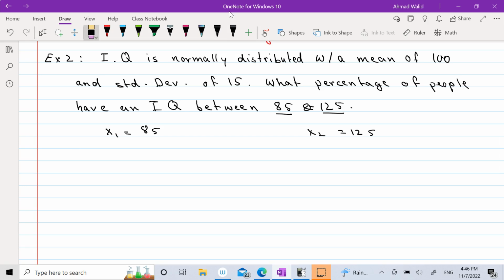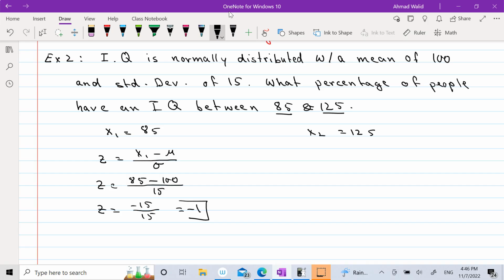For the first one, for the 85, z equals x1 minus mu over what? Sigma. It means z equals 85 minus mean, which is 100, over standard deviation, which is 15. It means z equals negative 15 over 15, which gives you negative 1. It's okay if your z score is negative.